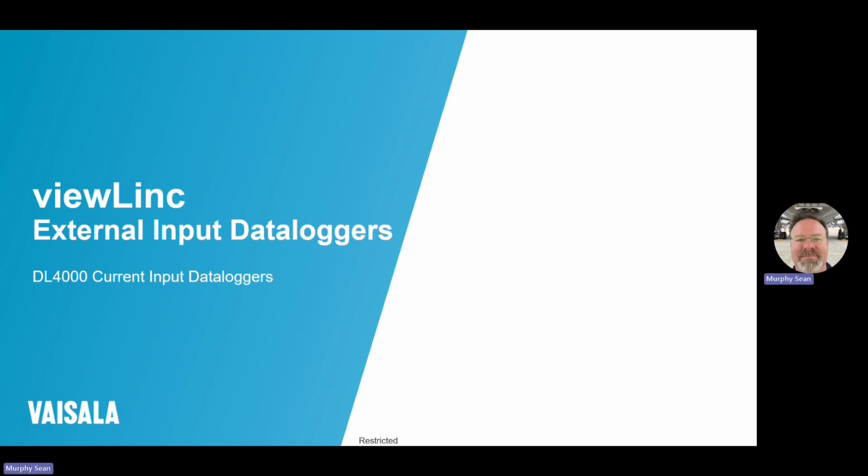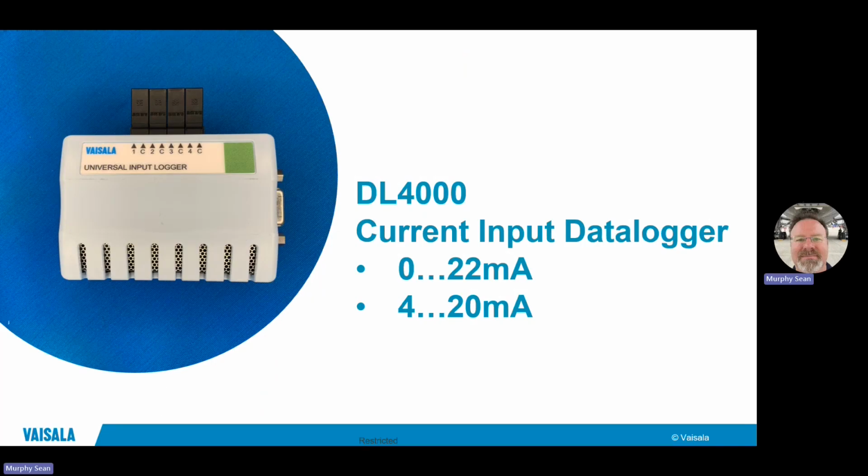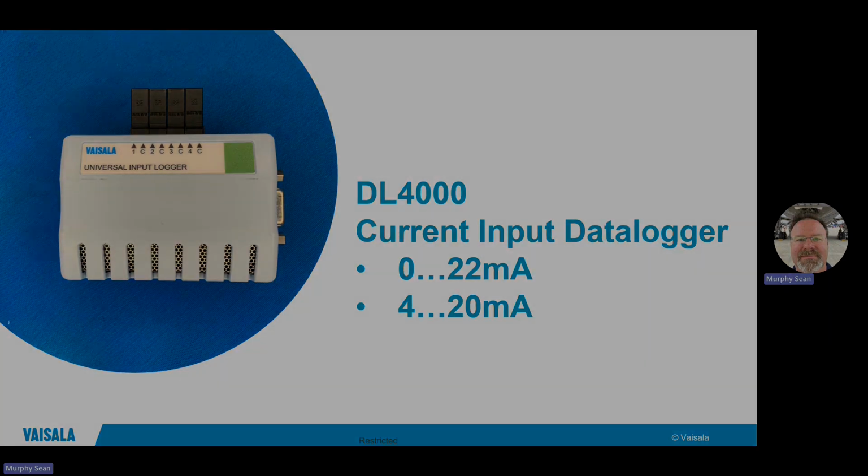Today, I'm going to go over the current input data logger, the DL4000, 40C, 20C, and 10C. The DL4000 is for capturing analog inputs that are scaled in current milliamps. The overall range for the DL4000 current input logger is 0 to 22 milliamps. But effectively, with just about every application, you're going to be scaling the data logger between 4 to 20 milliamps. And that's pretty much the industry standard for analog output transmitters.